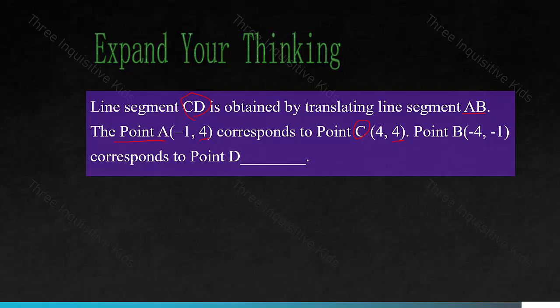How does -1 get to 4? Well, it has to add 5. So we can see that line segment AB was translated to the right by 5 units. And point D's x-coordinate would be -4 plus 5, which is 1. And since we are only moving horizontally, the y-coordinate does not change. It's -1.